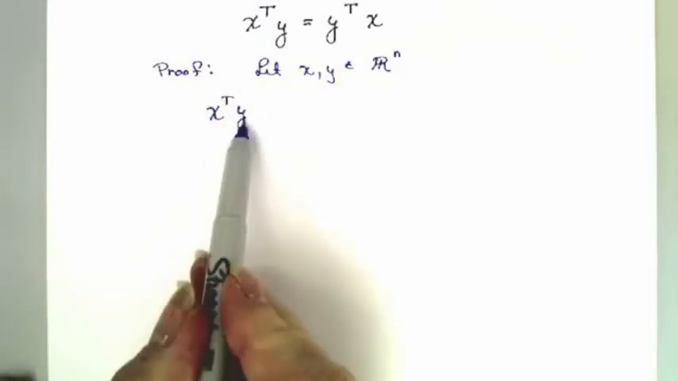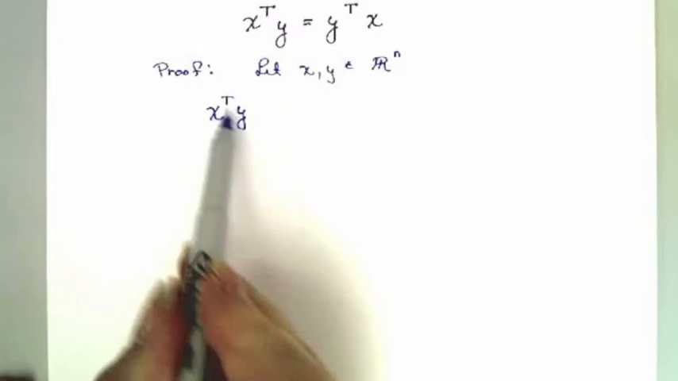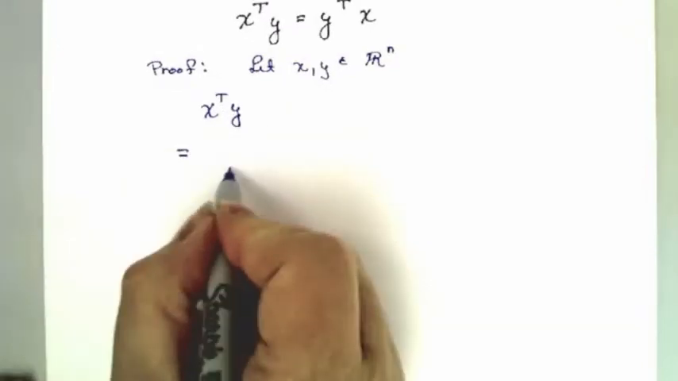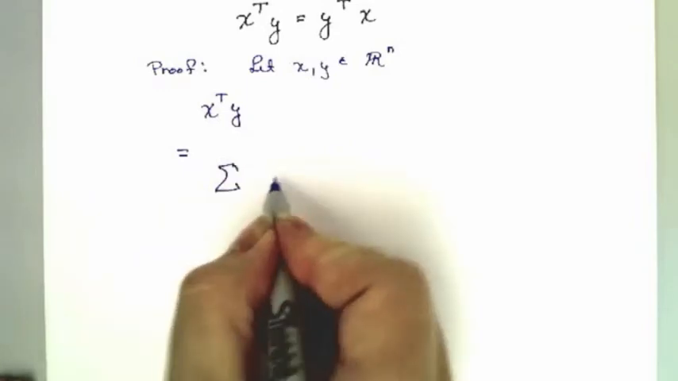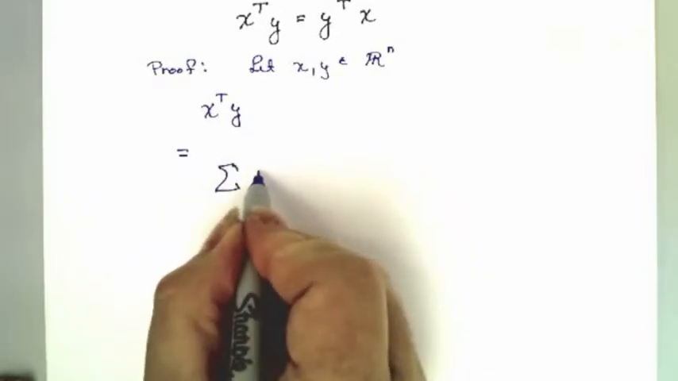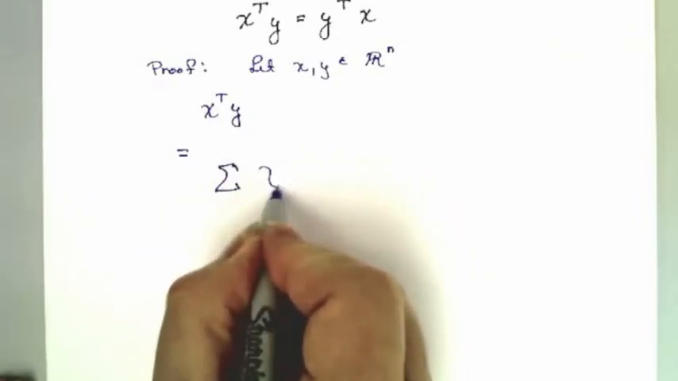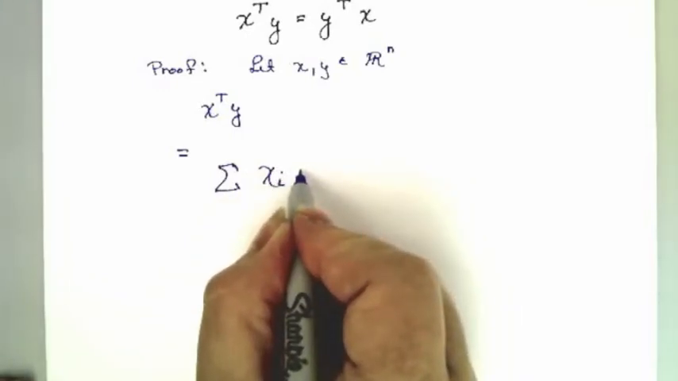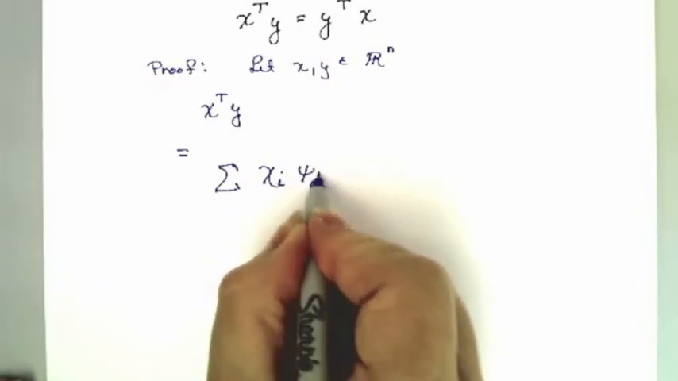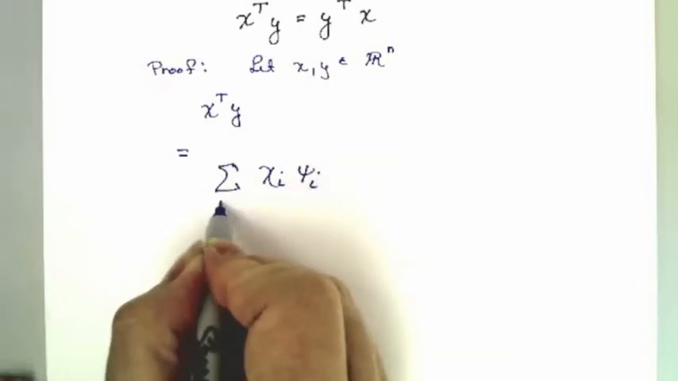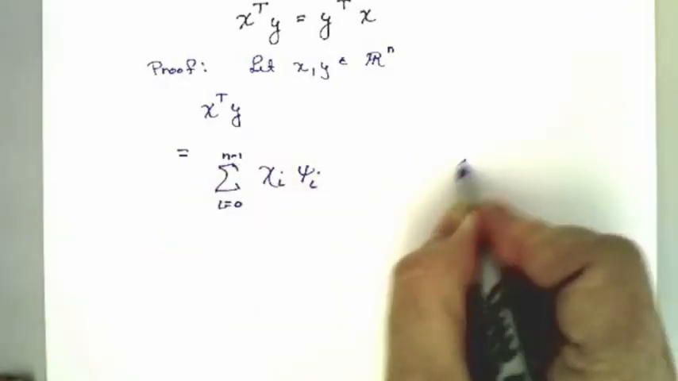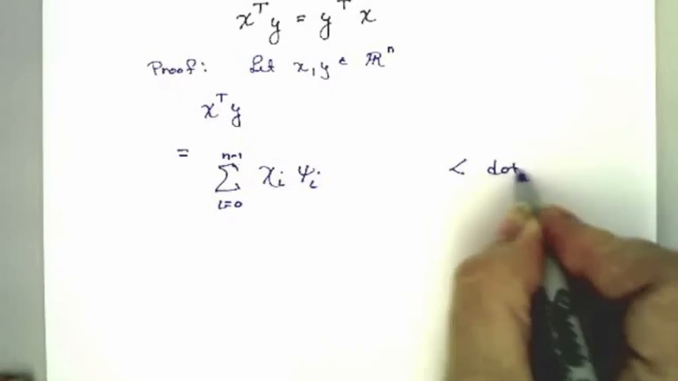Well, we know the dot product, that is x transpose y, is a scalar that we could find by adding the product of the entries in x, the chi i's, to the corresponding components in y, the psi i's, and adding them i from 0 to n minus 1, because that's the definition of the dot product.